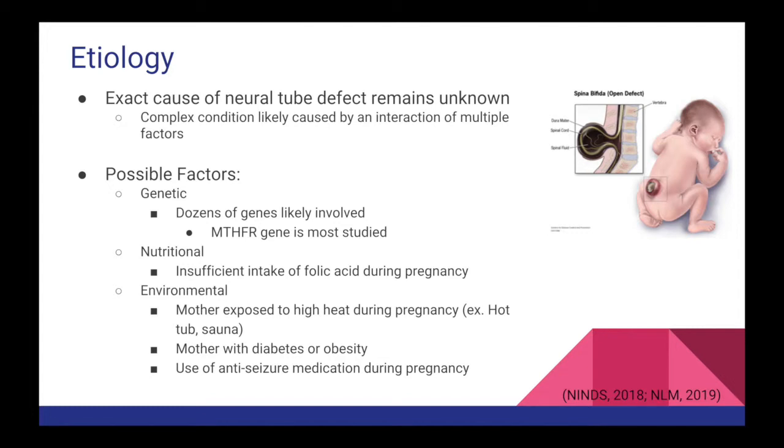The next potential cause of spina bifida is nutrition. It is suspected that an insufficient intake of folic acid during pregnancy can contribute to the baby developing spina bifida. Lastly, it's suspected that environmental factors may also play a role in its development. Some examples of potential environmental factors include the mother being exposed to high heat during pregnancy, such as being in a hot tub or a sauna, the mother having diabetes or obesity, and the use of anti-seizure medication during pregnancy.